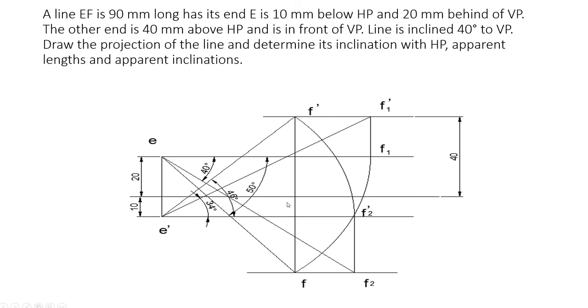Also you want to find all other angles. Alpha, that is the actual inclination of the line with the horizontal plane, is 34 degrees. F1 dash E makes 34 degrees with reference line, and also the apparent inclination of the front view will be the inclination of the line E dash F dash with the reference line. So that is 46 degrees, and also we can get the inclination of the top view, that is EF makes an angle 50 degrees with reference line.